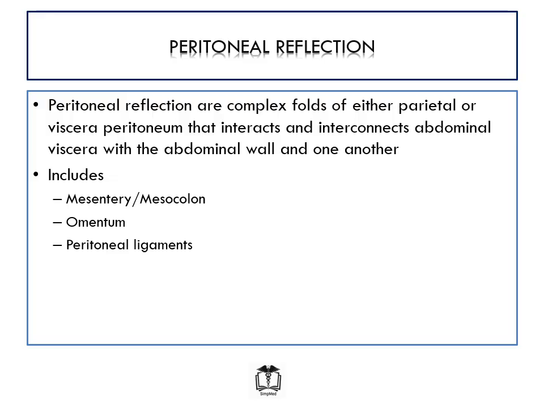So we talk about the peritoneal derivatives. The first peritoneal derivatives we'll be focusing on are the peritoneal reflections. Peritoneal reflections are complex folds of peritoneum that interconnect the abdominal viscera with either one another or with the abdominal wall. Examples of peritoneal reflections include folds like mesentery and mesocolon, omentum, and peritoneal ligaments. We'll talk about each of these types of peritoneal reflections in the next slides.